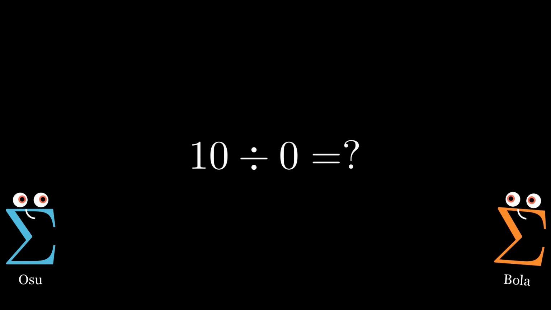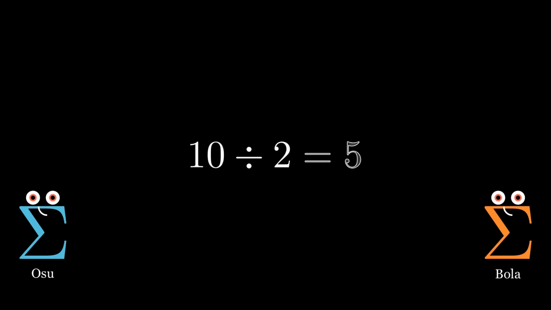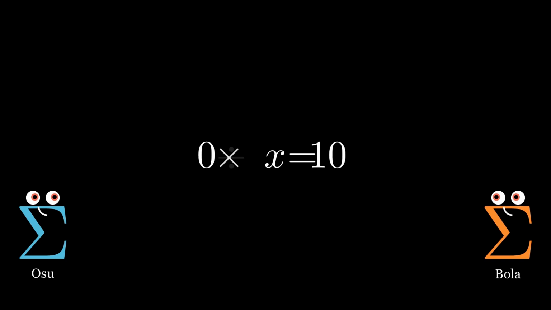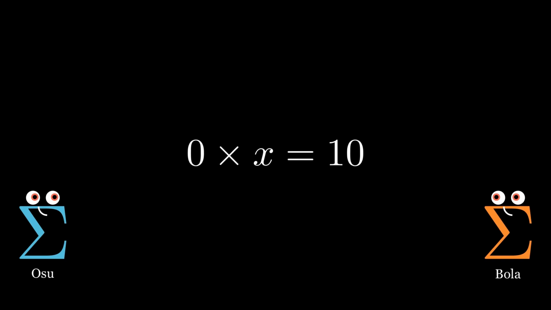serious problems. Remember the relationship between multiplication and division, because if 10 divided by 2 equals 5, then 2 multiplied by 5 must equal 10. Now, imagine we try to apply the same rule to dividing by 0. Suppose we claim that 10 divided by 0 equals some number. Let's call that number x. According to the rules of arithmetic, that statement would imply something else, because 0 multiplied by x must equal 10.